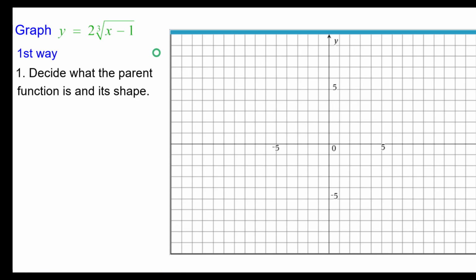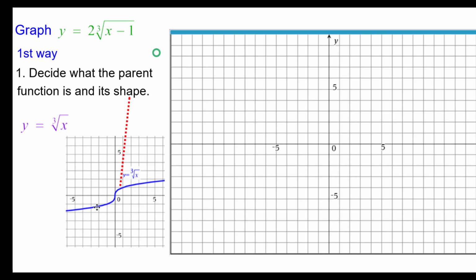First, we need to decide what the parent function is and its shape. So this is y equals the cube root of x. And this is the shape. It's kind of a sideways x cubed curve.